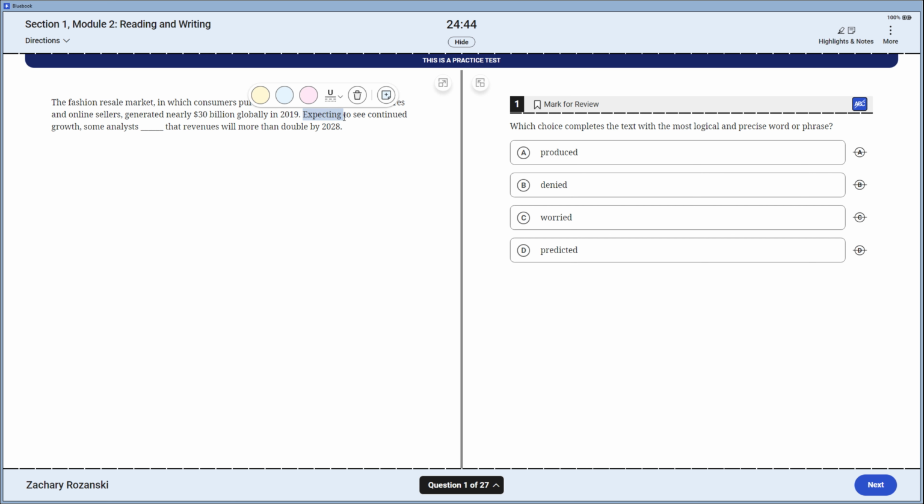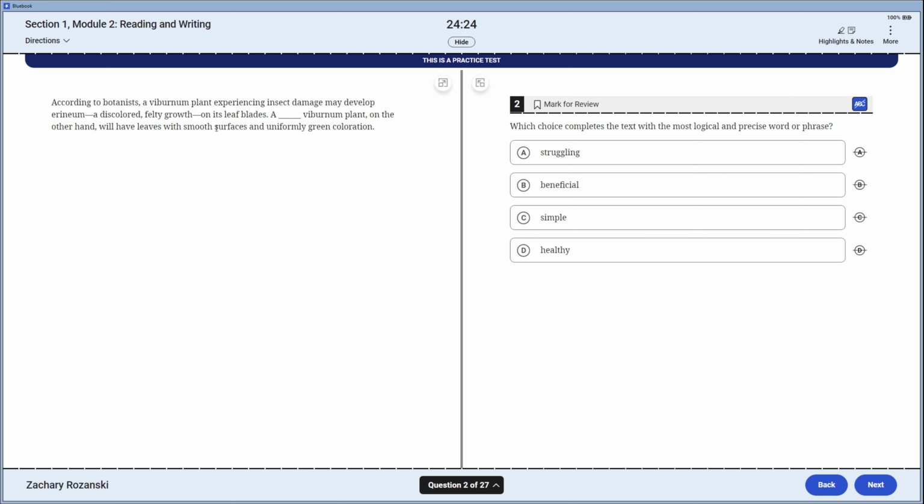I see this participle here that is going to be a signal element. They expect to see positivity more than double. I go looking, expect to see, someone analysts believe, predicted seems to be a match. Expected, expecting to see. Yeah, absolutely.